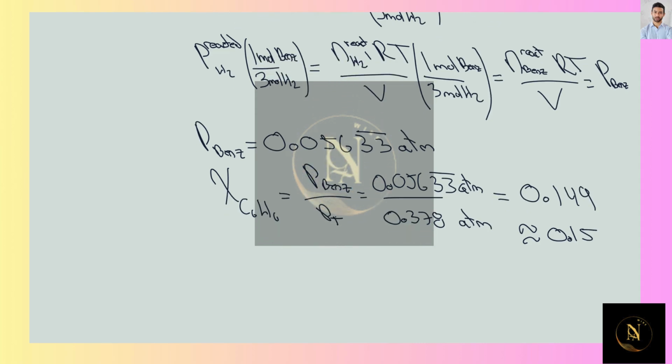Now this result does make sense because we're told that we had an excess. So for having a fraction of 0.15, we need to have at least 3 times of hydrogen. So this would be the correct and final answer.